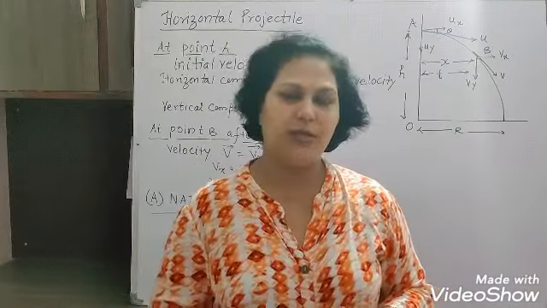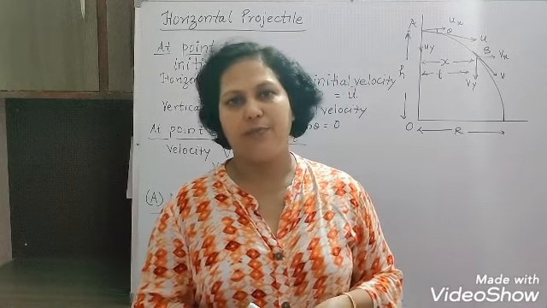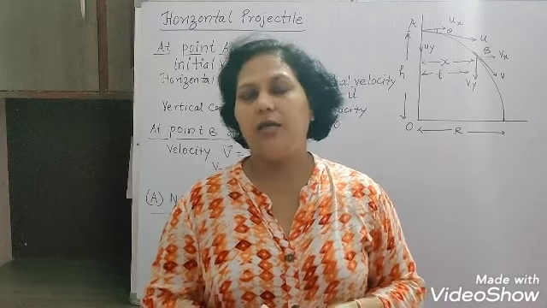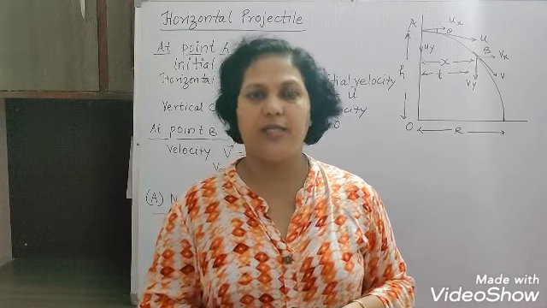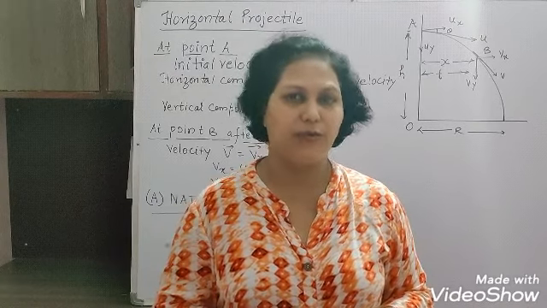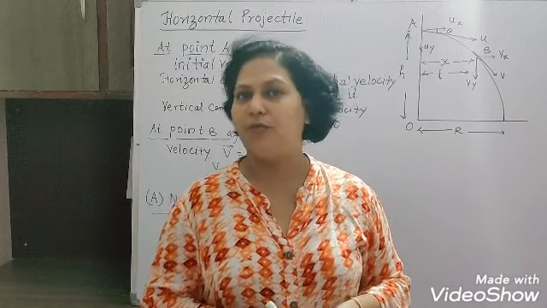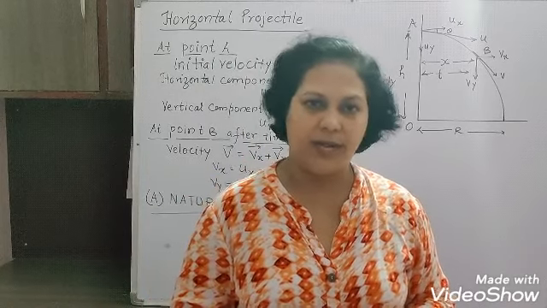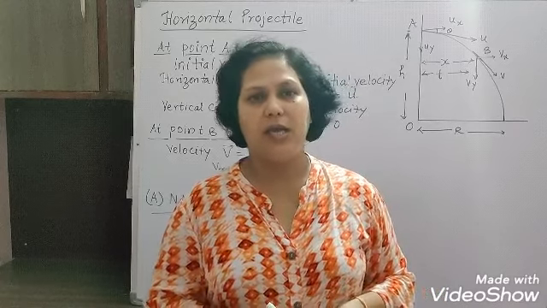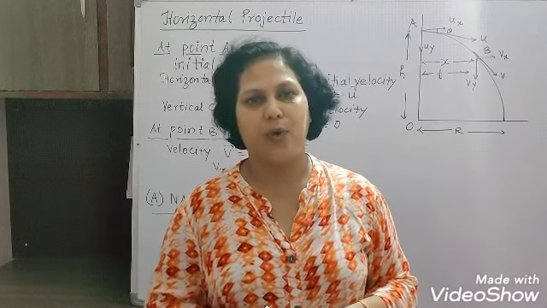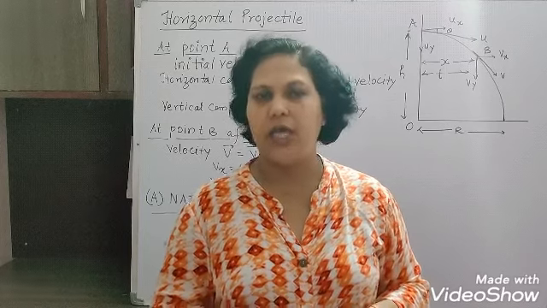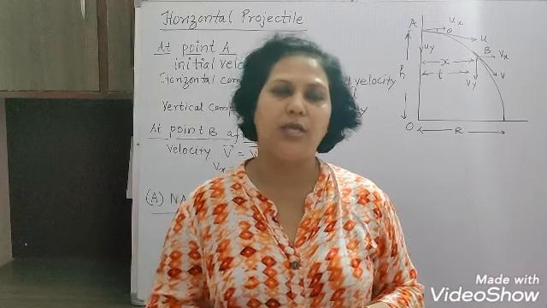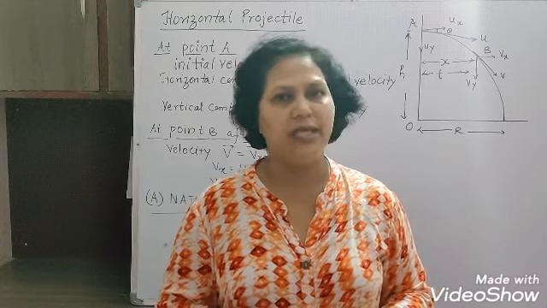Hello students, today we will see the second type of projectile motion, that is the horizontal projectile motion. Yesterday we already saw the oblique projectile motion, in which we derived the formulas for the nature of trajectory, time of flight, horizontal range, maximum height, resultant velocity at a point in the projectile motion, and the direction of that resultant velocity at that particular point. So we derived these many formulas yesterday.